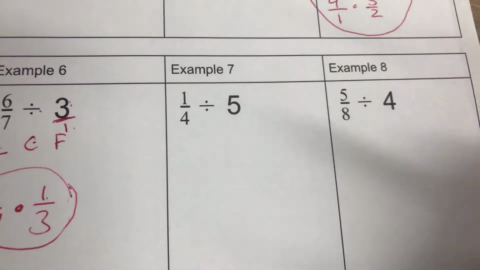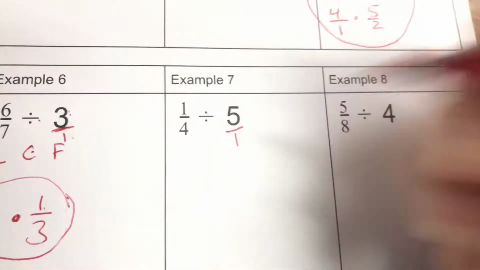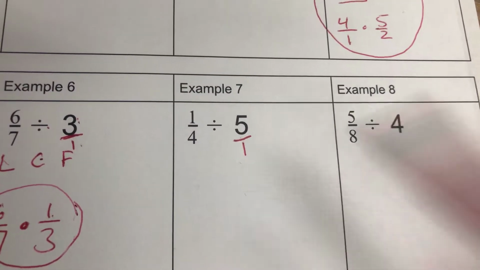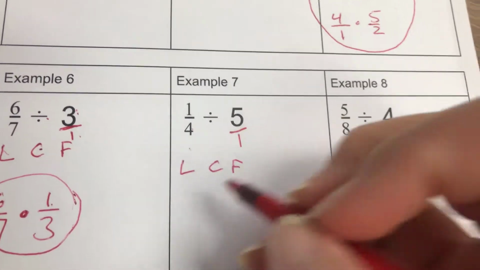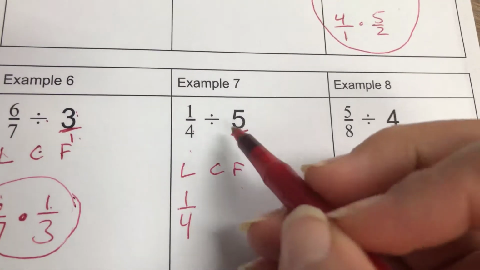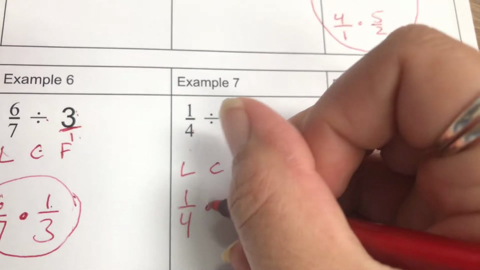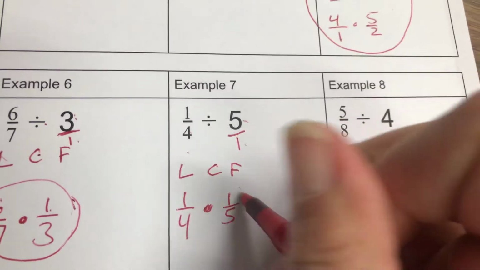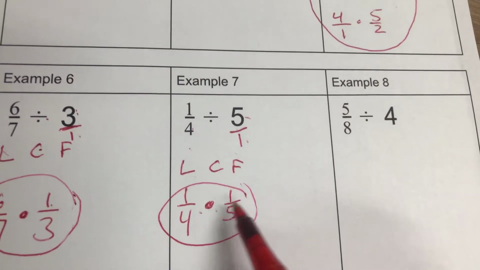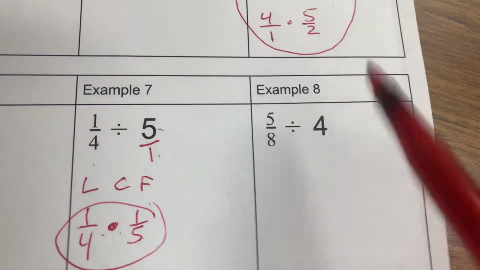Example 7. 5, we need to make it into a fraction, so remember, a whole number is just over 1. Leave, change, flip. I'll leave 1/4 as 1/4. I'm going to change this division into multiplication, and I'm going to flip this into 1/5. Leave, change, flip. Alright, our last example.